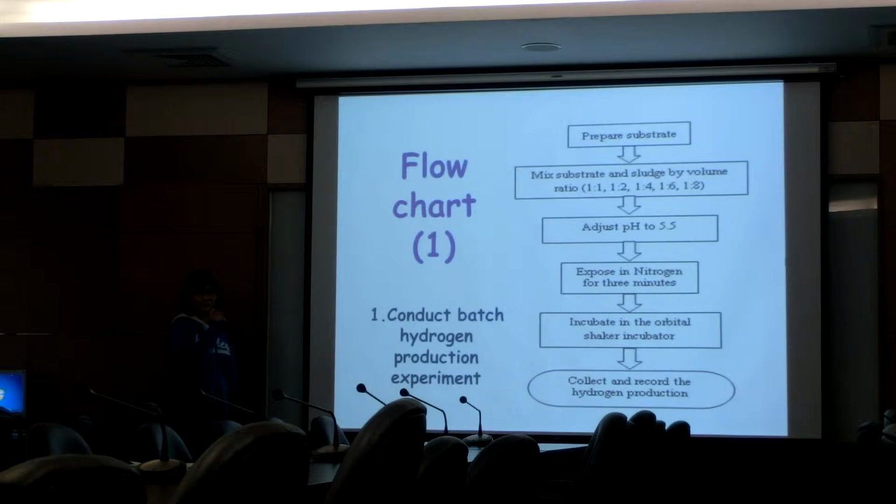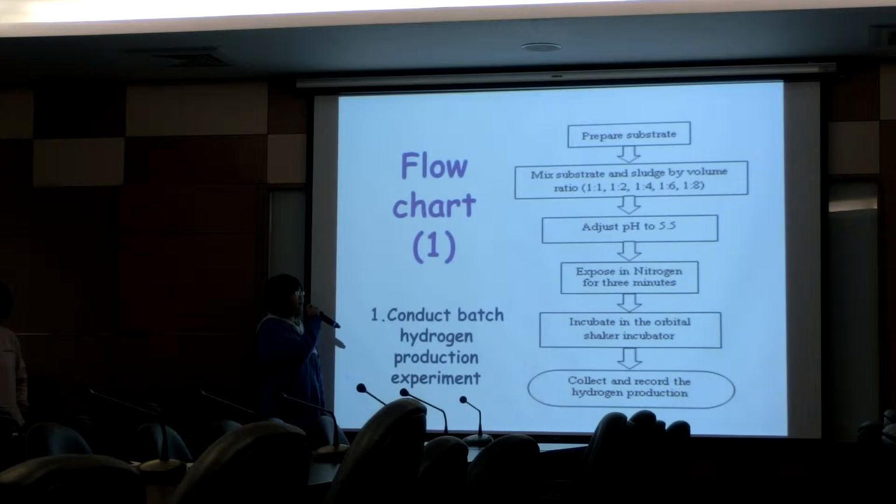This is flow chart 1. Conduct batch hydrogen production experiment. First, we prepare the substrate. Then we mix substrate and sludge by volume 1 to 1, 1 to 2, 1 to 4, 1 to 6, and 1 to 8. Then we adjust the pH value to 5.5. Then we expose in nitrogen for 3 minutes. Then we incubate in the orbital shaker incubator. Finally, we collect and record the hydrogen production 2 times a day for a week.